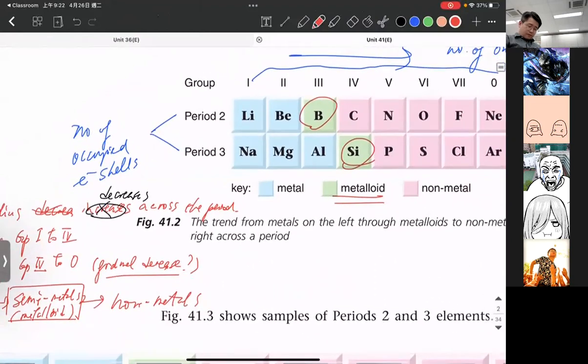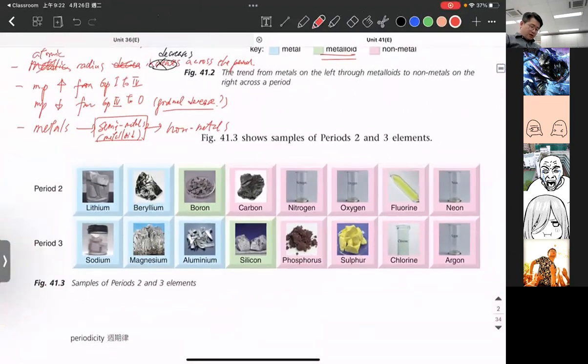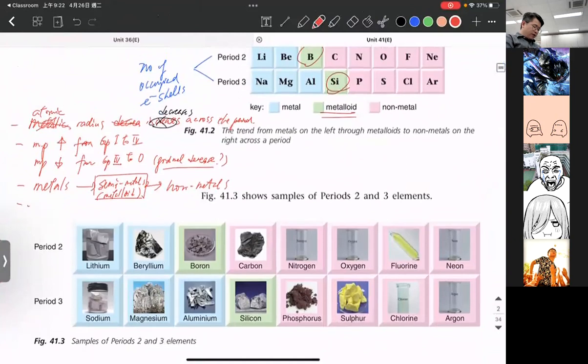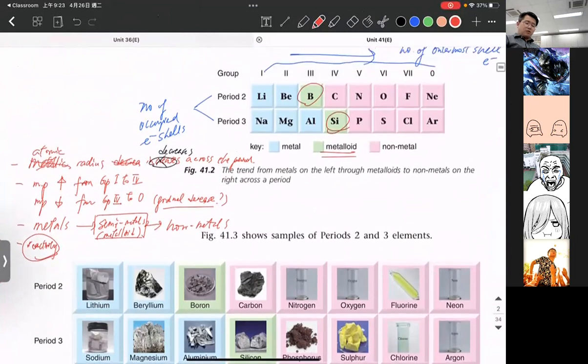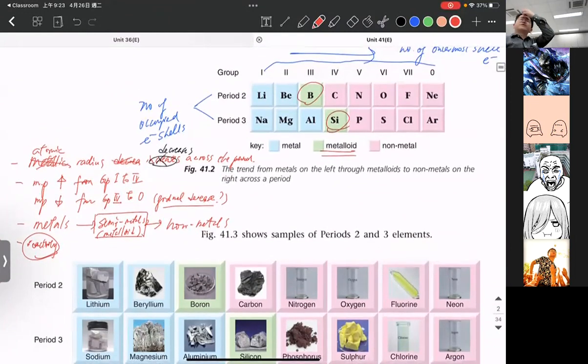It is different. So you may have heard of something more, right, about the periodic pattern. How about reactivity? Do you still remember about the reactivity? Any periodic pattern that is observed from group 1 to group 0?